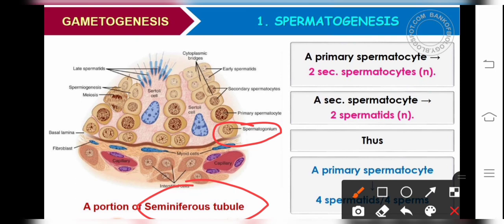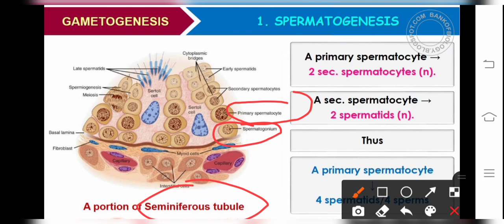This is spermatogonium. You can observe here they have given spermatogonium, and there it was spermatogonia, right? There is no difference: spermatogonium is the singular and spermatogonia is the plural. If there are many spermatogonium, it is called spermatogonia. Okay, so this spermatogonia will increase in size to form the primary spermatocyte, which is diploid in nature because mitosis happens.